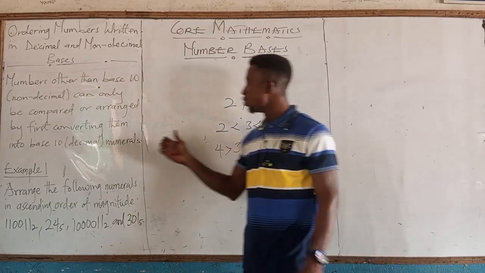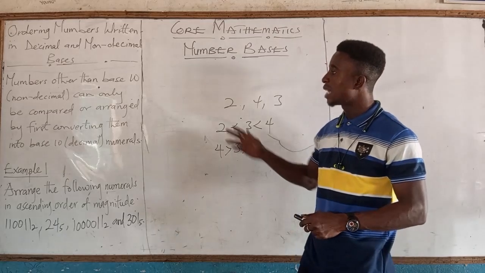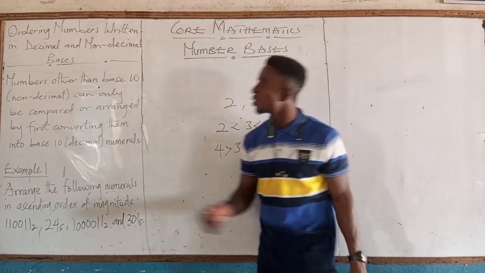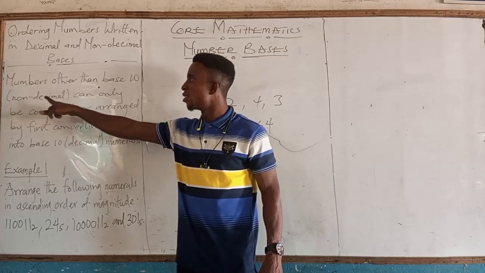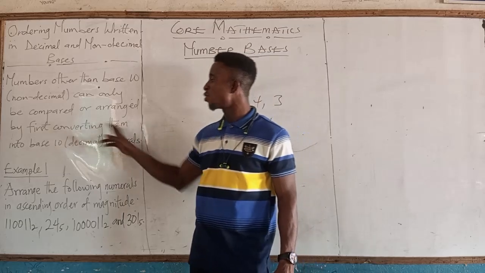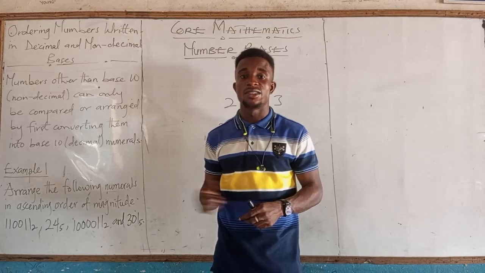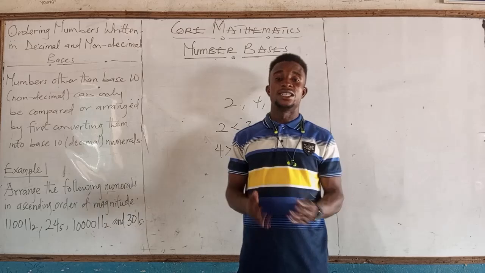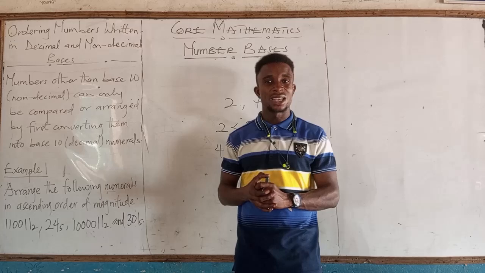So here we are going to be using the ordering most often. Okay, so that is that. For you to be able to order numbers other than base 10, which is non-decimal, they can only be compared or arranged by first converting them into base 10 or decimal numerals. Please, are we getting that? So the first thing we do is to convert them to base 10. Then we base on the base 10 to do the comparison. Please, are we getting that?